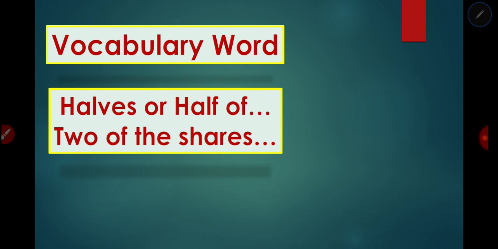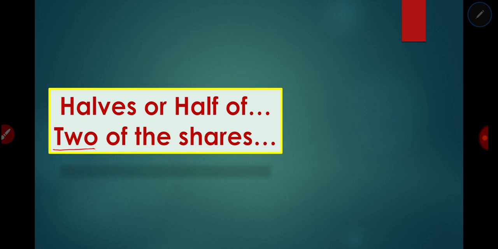Everybody say halves. Again, say it. Halves or half of. Very good. Okay, when you say halves or half of, it is 2 of the shares. How many? 2. I will underline this one. Okay, 2 of the shares. Right. Okay.